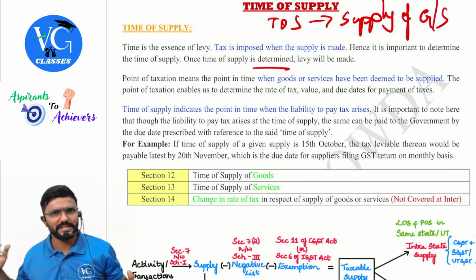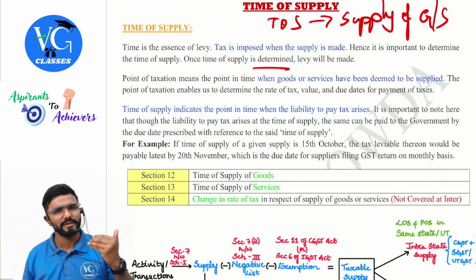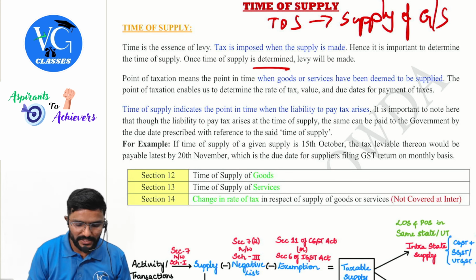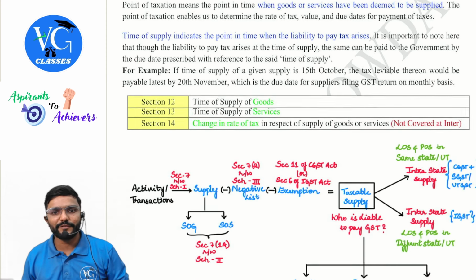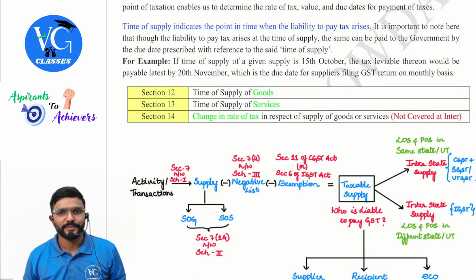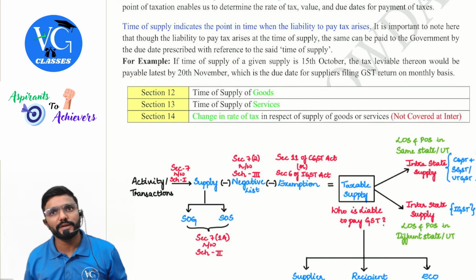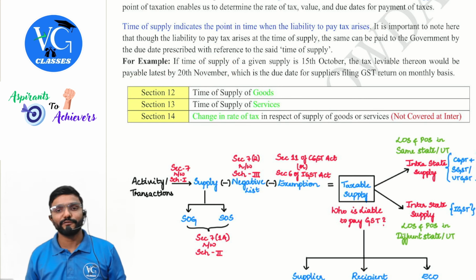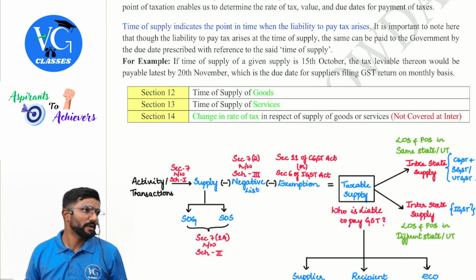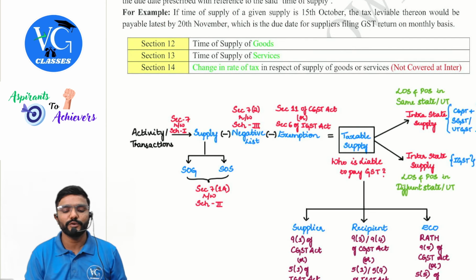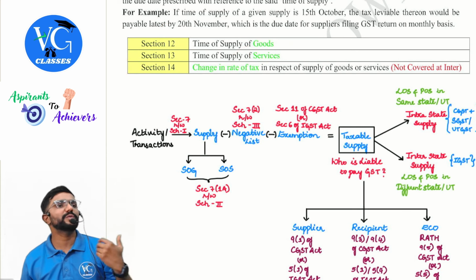Due date will vary, guys, from scenario to scenario, but in the standard majority of cases, for the assessee who is covered under section 9 but not following QRMP, it is 20th of next month. I have just given an example here. If the time of supply of a given supply is 15th October, the tax leviable thereon would be payable latest by 20th of next month, that is on or before 20th November, which is the due date for suppliers filing GST return on a monthly basis, as per section 9. Okay. So I've just given the section numbers here. 12 talks about time of supply of goods, 13 time of supply of services, whereas 14 talks about when there is a change in rate of tax, how do we decide the time of supply?